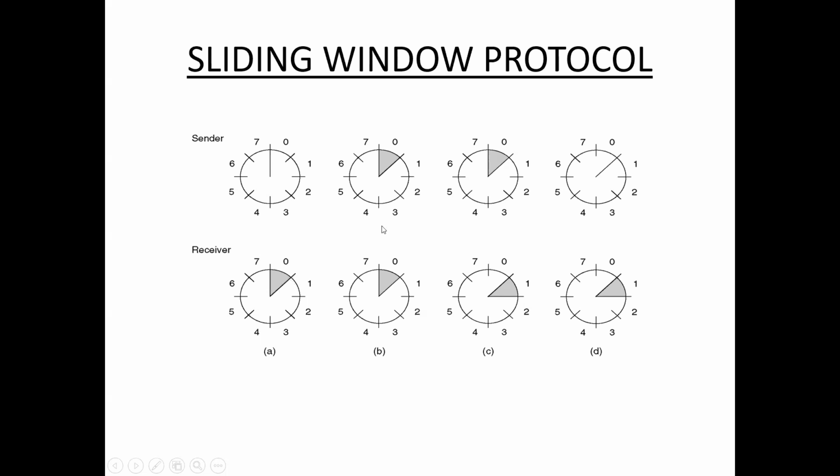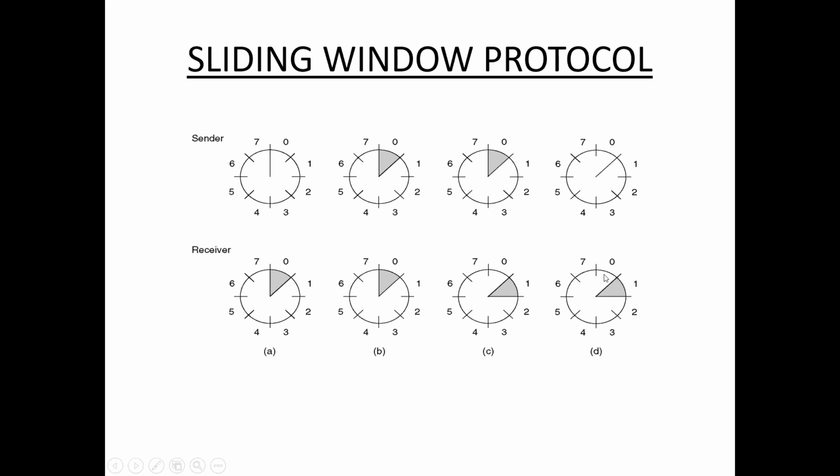Next, second, B. Here the sender sends 0. So that's why in the sender window, 0 is shaded. And next, C: the receiver receives 0 and waits for 1. So 1 is shaded and 0 is unshaded.